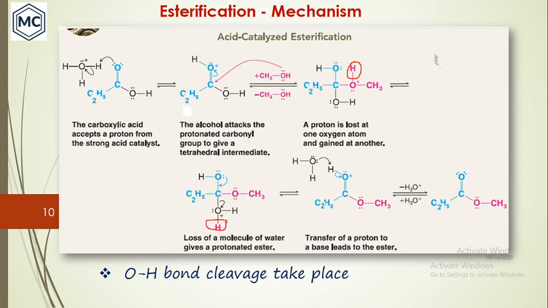So finally it forms a hydronium ion. This is a good leaving group. This can leave from here by the oxygen lone pair forming a double bond. So this is assisted by the water, and it forms a protonated ester, and finally a transfer of proton takes place. A transfer of proton to base leads to an ester. And in this example also you can see that this is the alcohol part. Here the OH bond cleavage takes place.